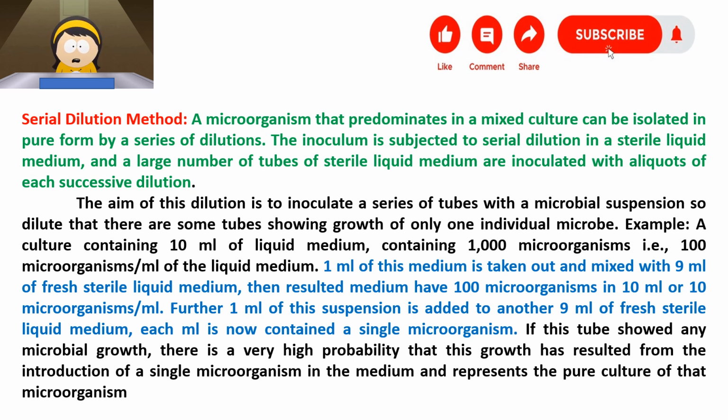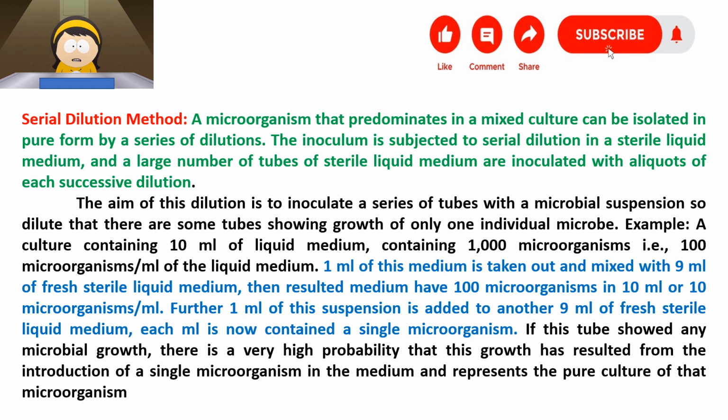Example: a culture containing 10 milliliters of liquid medium, containing 1000 microorganisms, i.e., 100 microorganisms per milliliter of the liquid medium. 1 milliliter of this medium is taken out and mixed with 9 ml of fresh sterile liquid medium, then the resulting medium has 100 microorganisms in 10 milliliters, or 10 microorganisms per milliliter. Further, 1 milliliter of this suspension is added to another 9 milliliters of fresh sterile liquid medium. Each ml now contains a single microorganism.